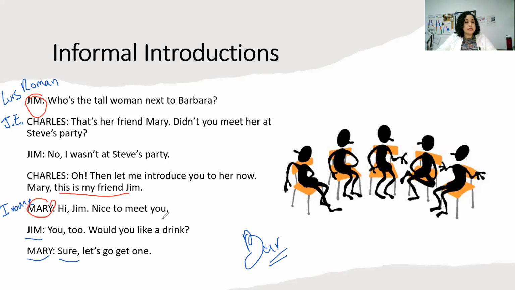Who's the tall woman next to Barbara? That's her friend Mary. Didn't you meet her at Steve's party? No, I wasn't at Steve's party. Oh, then let me introduce you to her now. Mary, this is my friend Jim.